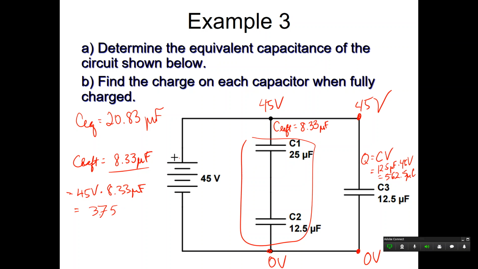375, not 3.7, 375 microcoulombs. All right, and that's the total charge across both capacitors. So what is the charge on each capacitor? It's the same. So remember, the total charge on series capacitors is equal to the individual ones in that series. So it's going to be 375 microcoulombs and 375 microcoulombs for this one too.